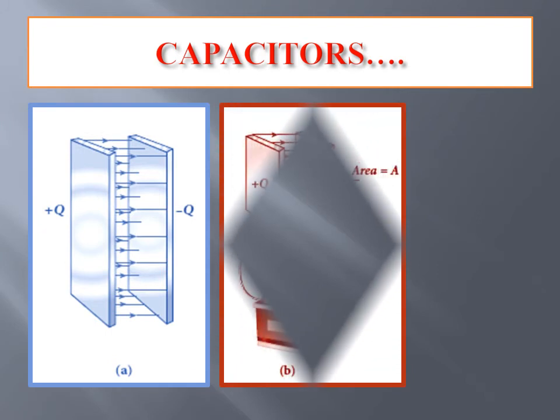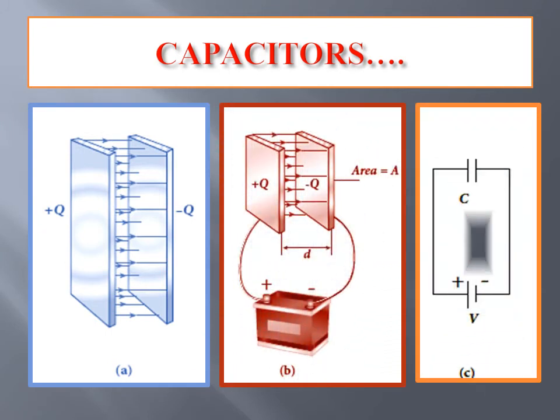Now diagrammatically they have represented capacitors. A simple capacitor is shown over there. It consists of two parallel metal plates which are separated by a small distance. Now when the capacitor is connected to a battery of potential difference V, the electrons are transferred from one plate to the other plate by the battery, so that one plate becomes negatively charged and the other positively charged. Now the potential difference between the plates is equivalent to the battery's terminal voltage.